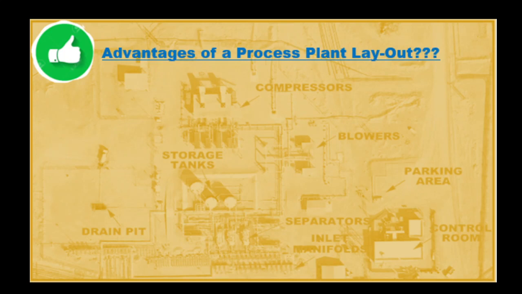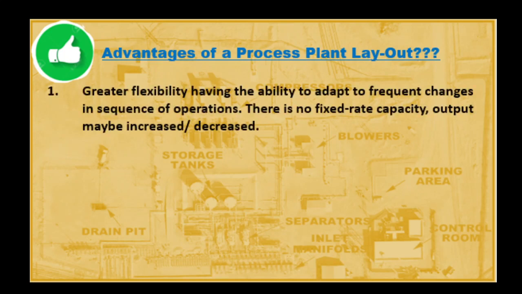So, ano yung advantages of such layout? So, ito yung tinutukoy natin process plant layout. So, kung kanina, sa tinutukoy natin yung product plant layout, there is no flexibility. Ito naman, nag-allow siya ng flexibility. So, there is greater flexibility having the ability to adapt to frequent changes as in sequence of operations. However, kung kanina, sa product plant layout natin, meron tayong fixed rate capacity, meron tayong actual output. Dito, there's no fixed rate capacity. Output may be increased or may be decreased. So, depende ito kung masipag o talagang skillful yung tinutukoy nating worker.